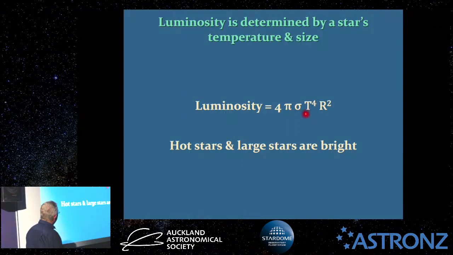But the 2 variables here are temperature to the power of 4. So the temperature of a star plays a huge role in how bright it is, and then the square of its radius. So the bottom line, it comes down to hot stars and large stars are bright. That's the bottom line. And that's why they're all very, very bright. They're either hot or they're large. Sometimes both.